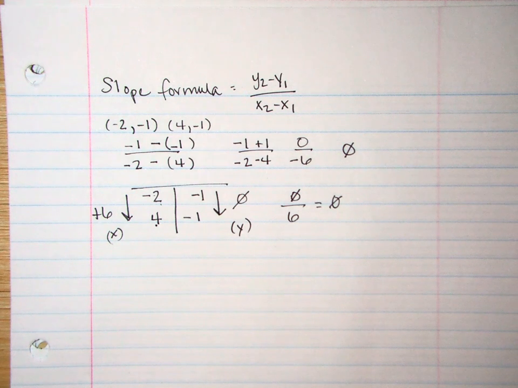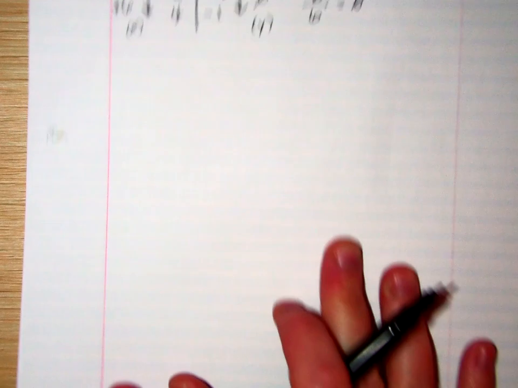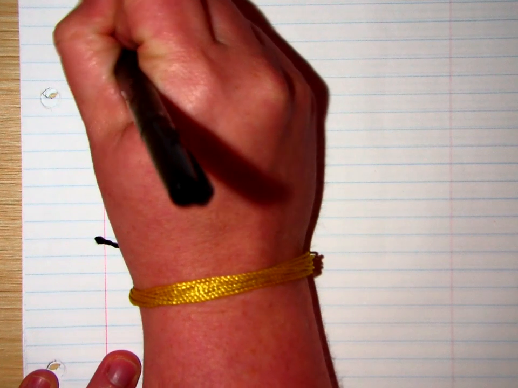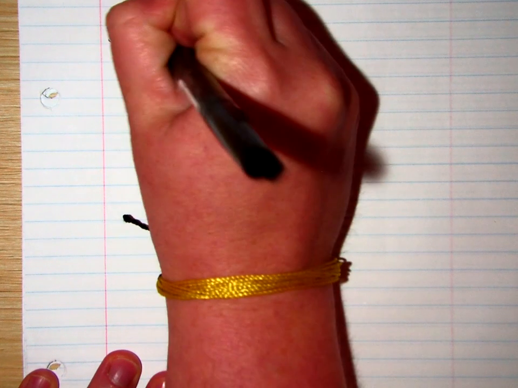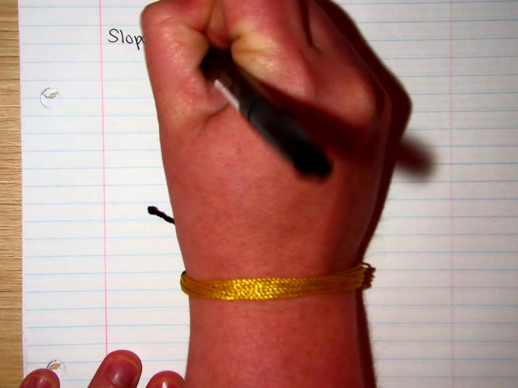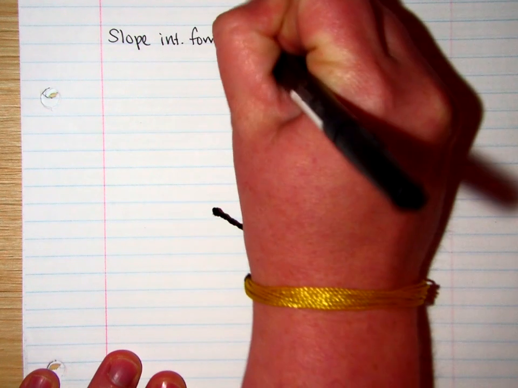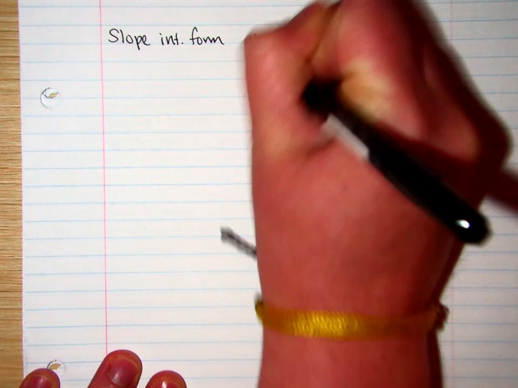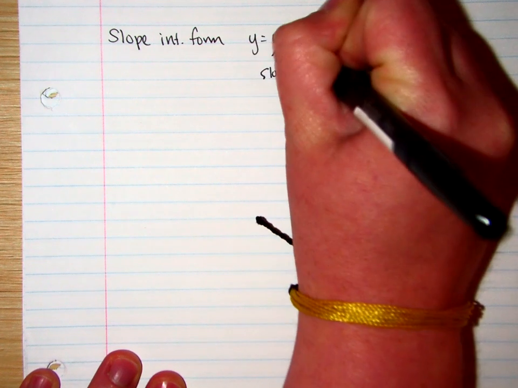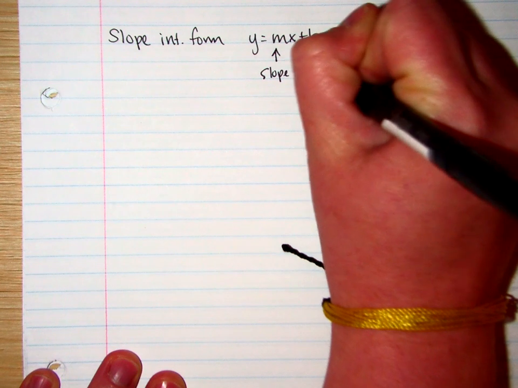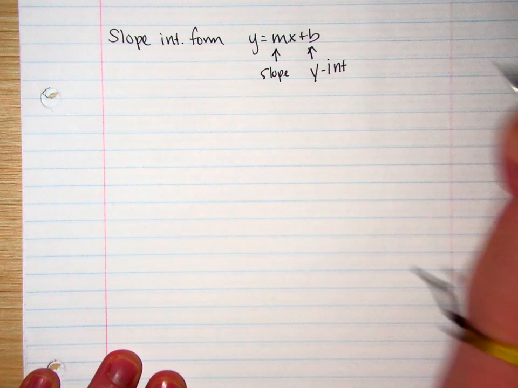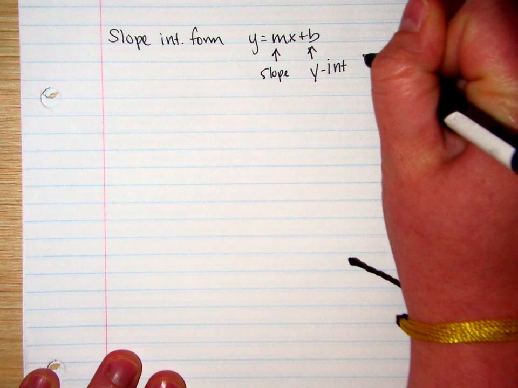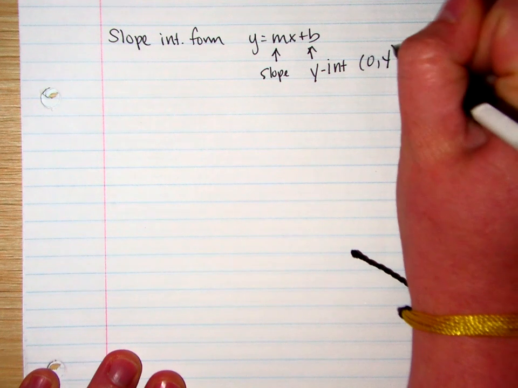Okay, so the next part we're going to talk about is the equations of lines. So the second video here is equations of lines. You can write it in two ways. You have slope-intercept form, which is y equals mx plus b. This is your slope. This is your y-intercept, which is also known as 0, comma, y. When your x value is 0, that's your y.